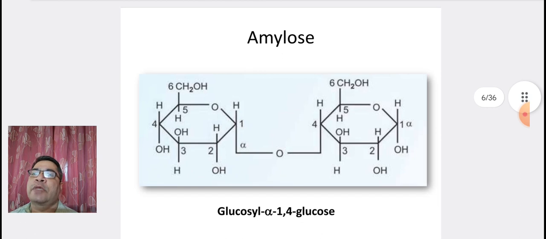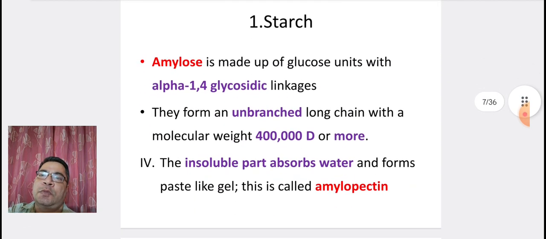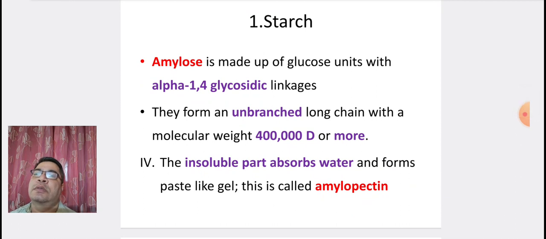In this diagram, we can see the structure of amylose, which is nothing but glucosyl alpha-1,4 glucose. Amylose is made up of glucose units with alpha-1,4 glycosidic linkages. They form an unbranched long chain with a molecular weight of 4 lakh Dalton or more. It is the soluble part in water and forms a paste-like gel.